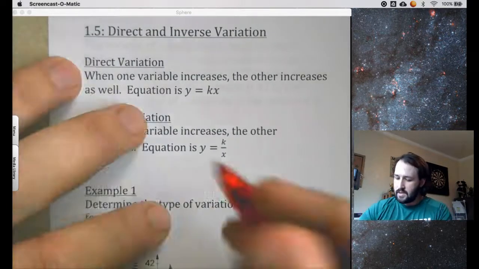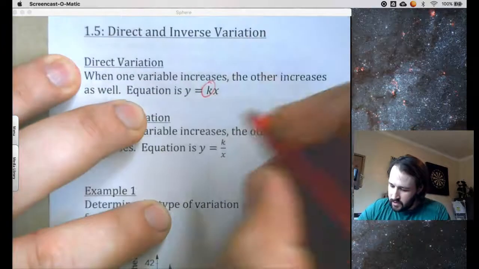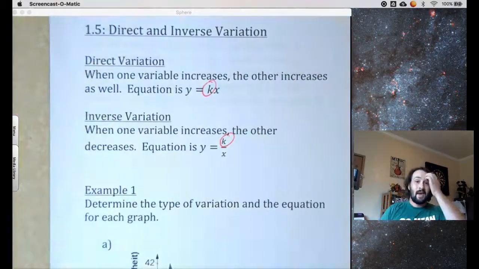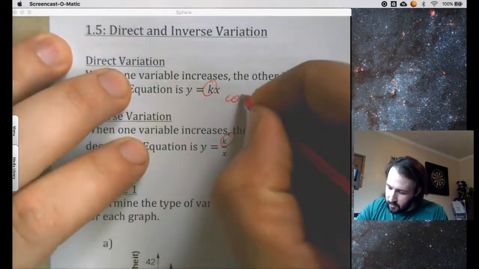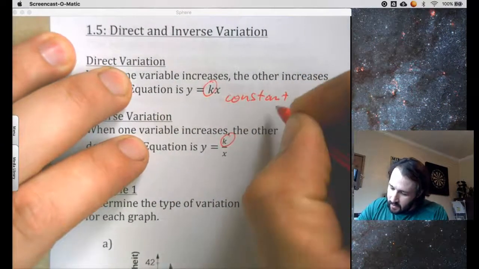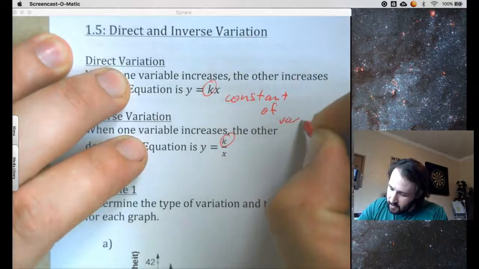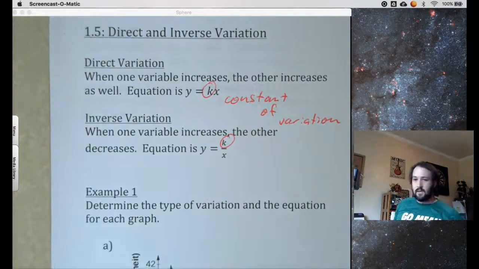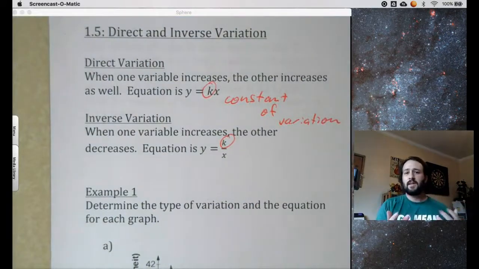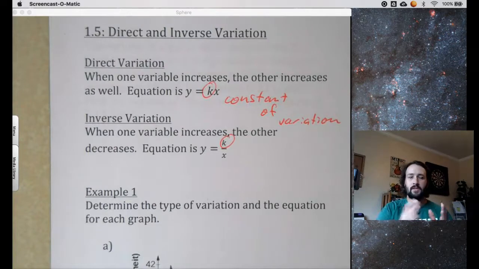So biggest thing here, notice both of these equations have a k. The k is called our constant of variation. So I'll write that out for you real quick. Constant of variation. The constant of variation is just like a number that it is changing by each time.